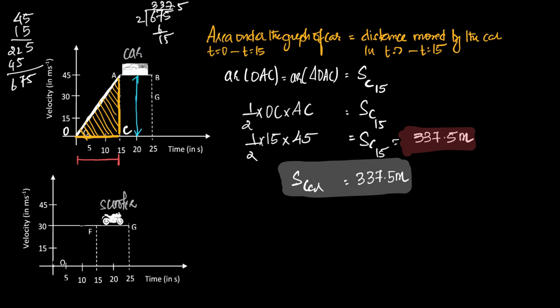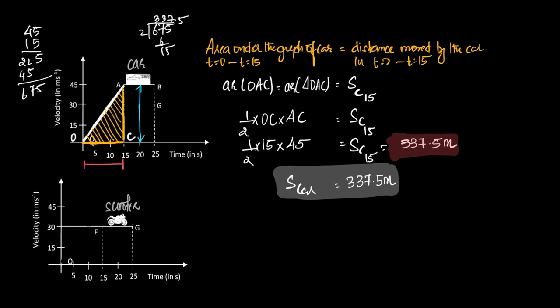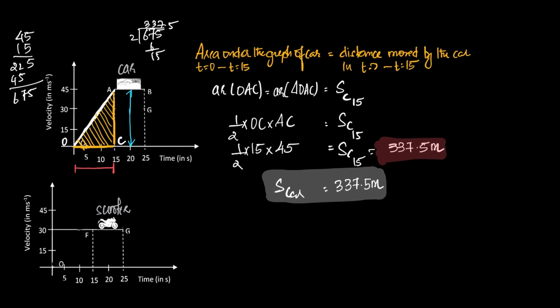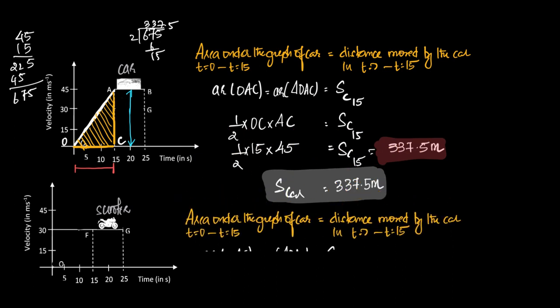Okay. Now let us use the same idea to find the distance moved by the scooter. And how do we do that? The only difference here is that the area under the graph of the car from t is equal to 0 to 15 will be replaced by the area under the graph of the scooter, which will be equal to the distance moved by the scooter from t is equal to 0 to t is equal to 15. Now, what is the area under the graph here?